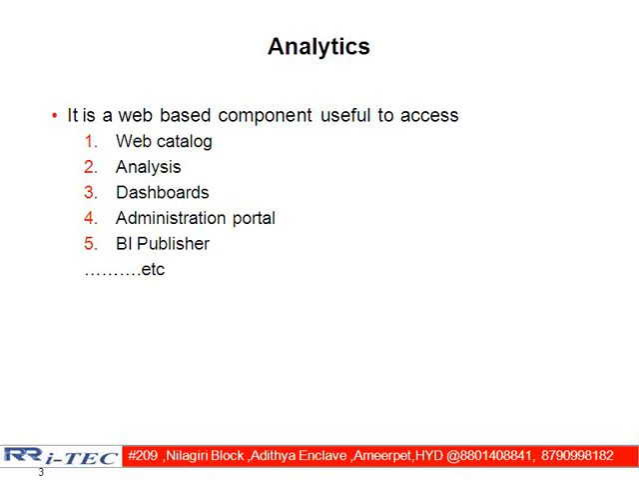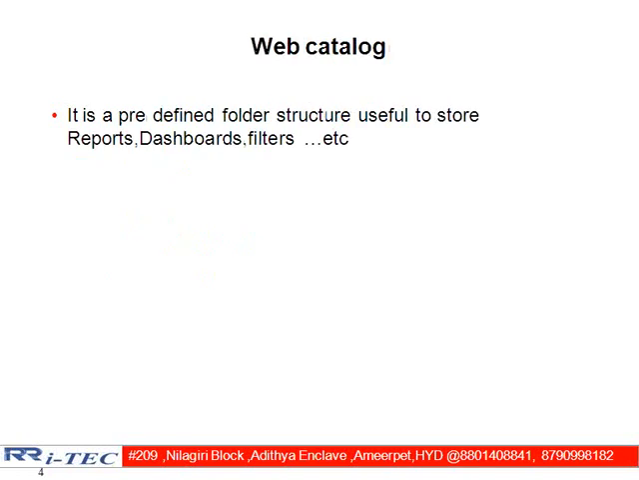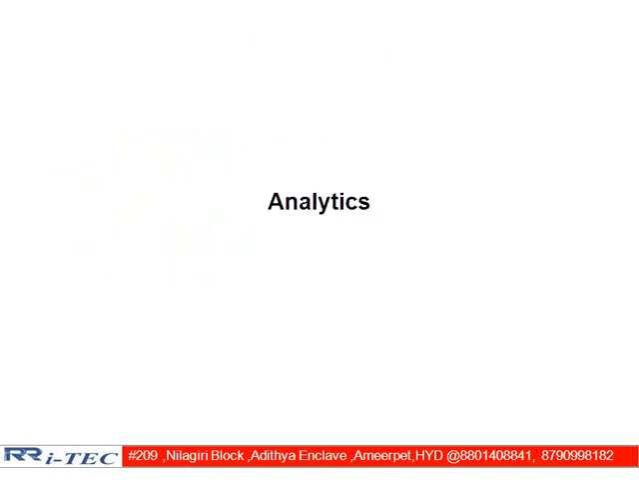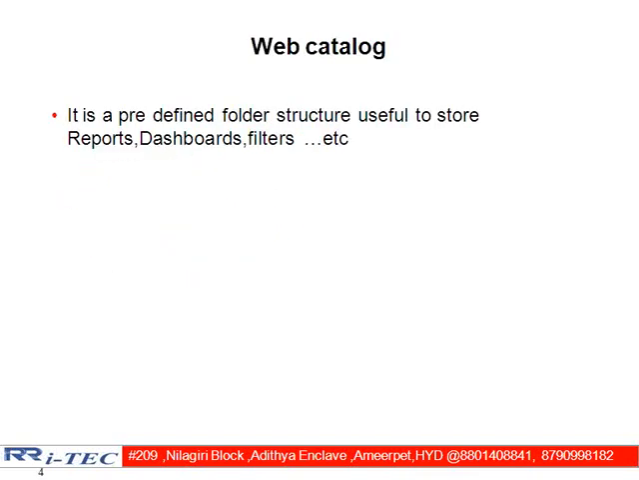Again in the web catalog. What I am trying to say is, the web catalog is a predefined folder structure useful to store your reports, dashboards, filters, schedules, anything, etc. So whatever we are doing using a page called Analytics, all that work will be saved in a portal, in a container. The container is what, sir? Web catalog.